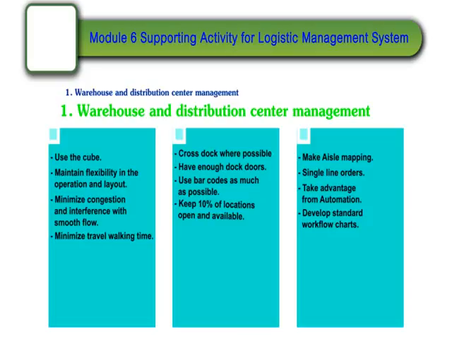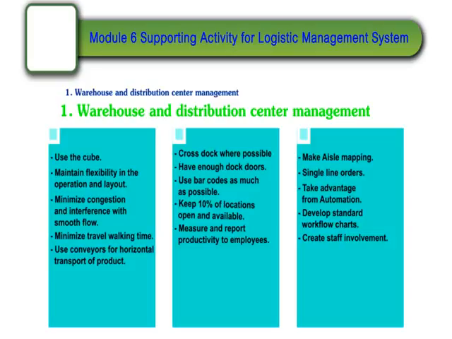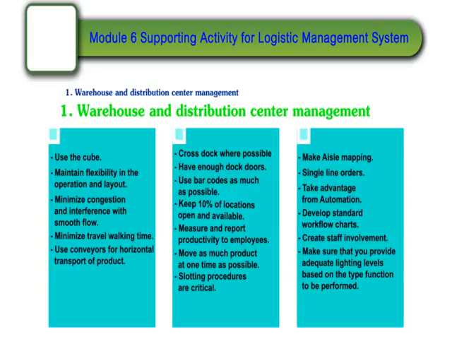Next, minimize travel walking time. Effective layout and slotting processes can help reduce walking time. Next, use conveyors for horizontal transport of product. Whenever possible, the use of a simple transfer conveyor system can improve operating efficiencies by reducing handling and walk time.